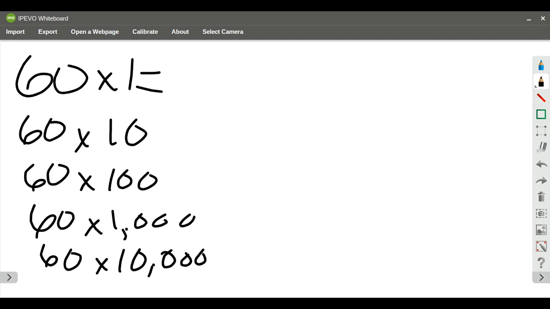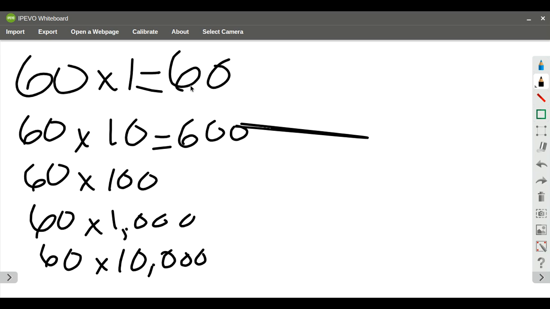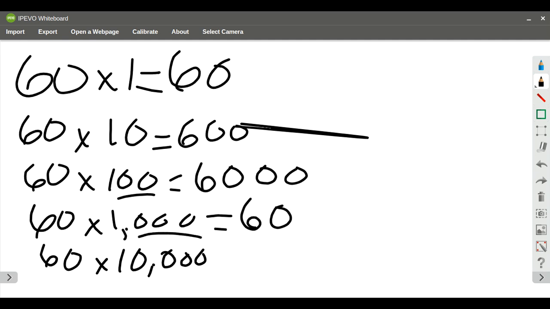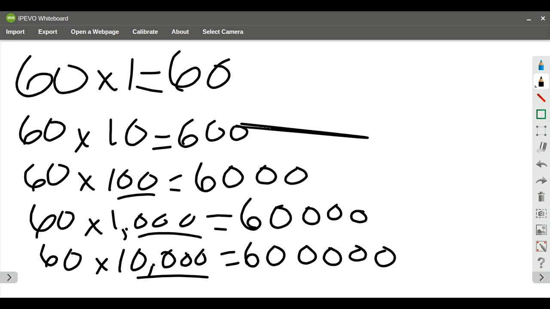So 60 times 1 is 60. 60 times 10 is going to be 60, but then I add that extra 0 on. And then 60 times 100, so it's 60, and then I have 2 zeros, so I add on 2 more zeros. 60 times 1,000, I write my 60, add on 3 more zeros. 60 times 10,000, I have 60, and then I add on 4 more zeros. 1, 2, 3, 4. I'm going to go back and put my commas where they need to go to make sure that I get them in the right spots so that my numbers are nice and easy to read.